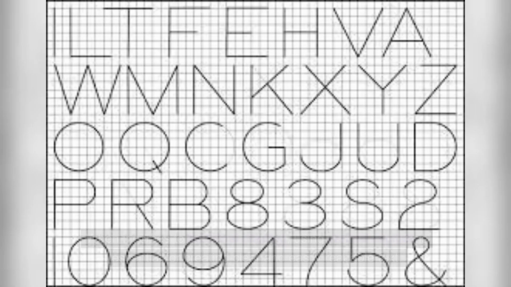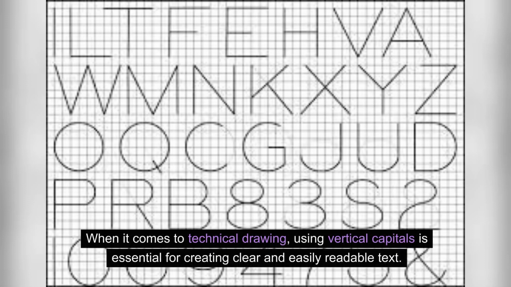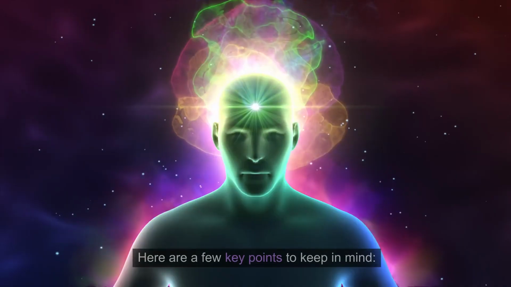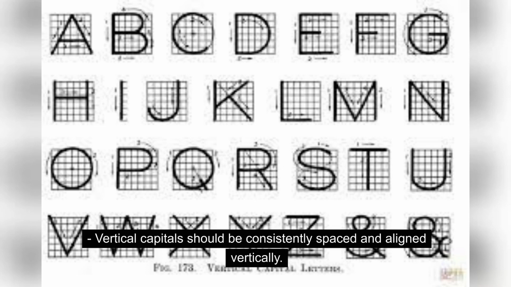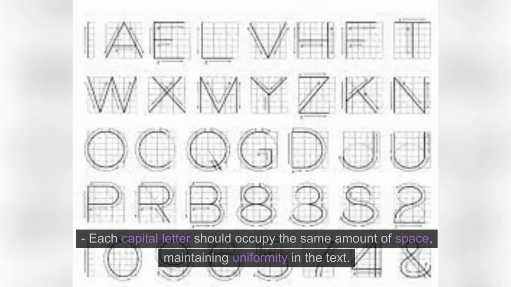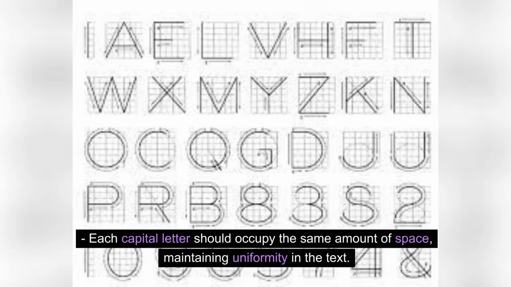Vertical capitals. When it comes to technical drawing, using vertical capitals is essential for creating clear and easily readable text. Here are a few key points to keep in mind. Vertical capitals should be consistently spaced and aligned vertically. Each capital letter should occupy the same amount of space, maintaining uniformity in the text.